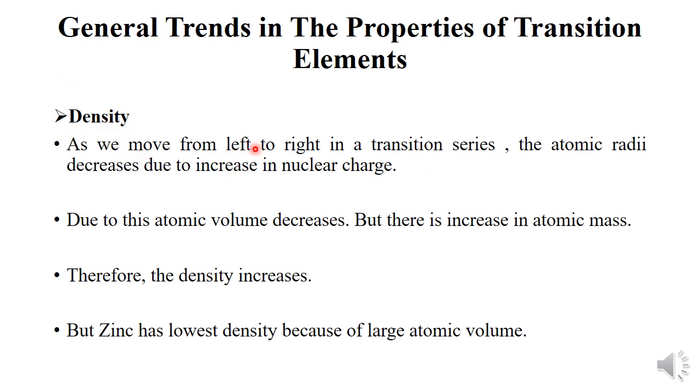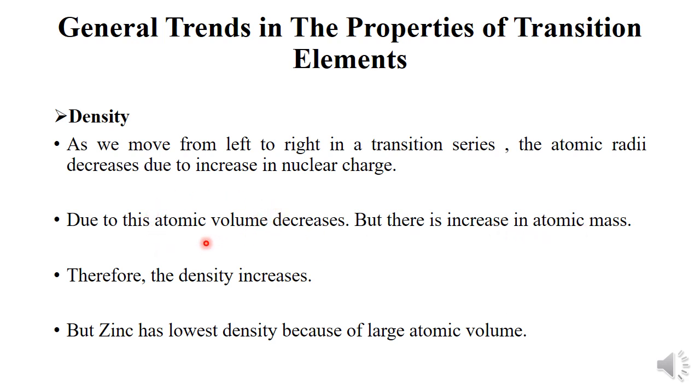As we move from left to right in a transition series, the atomic radii decreases due to increase in the nuclear charge. कि जैसे जैसे हम left to right period में जाते हैं transition series में, जो atomic radii है वो decrease होता जाएगा. क्यों? क्योंकि there is an increase in the nuclear charge and due to this atomic volume decreases, but there is an increase in the atomic mass, as we know that density is directly proportional to the atomic mass and inversely proportional to the atomic volume.